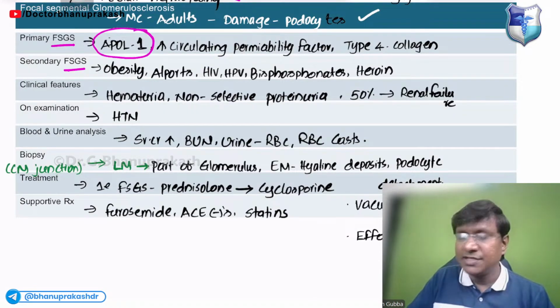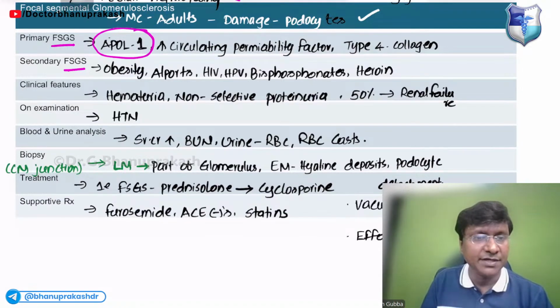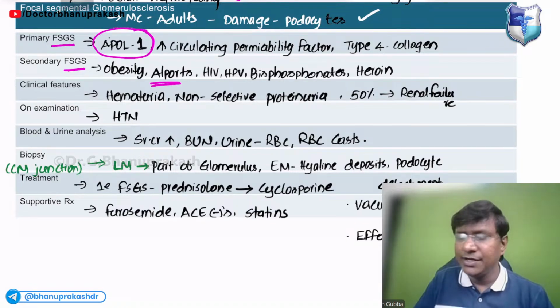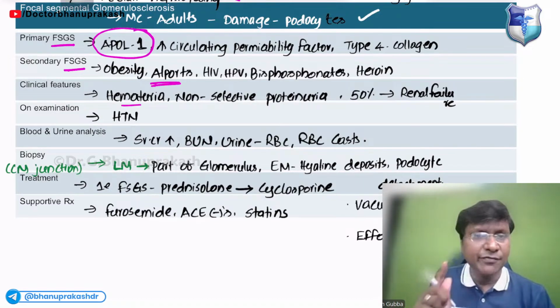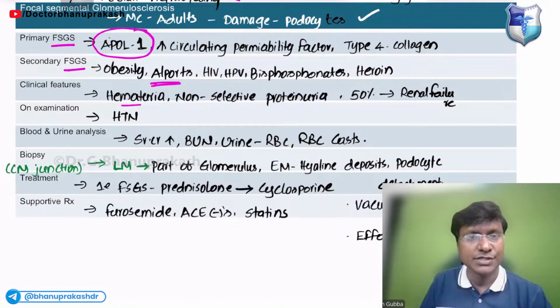In primary, the problem is within the kidney and the gene that is defective is the APOL1 gene. Whereas secondary focal segmental glomerulosclerosis is mainly due to obesity and Alport syndrome, or it can be secondary to infections like HIV and HPV as well. And the only form of nephrotic syndrome where you will have hematuria is focal segmental glomerulosclerosis.